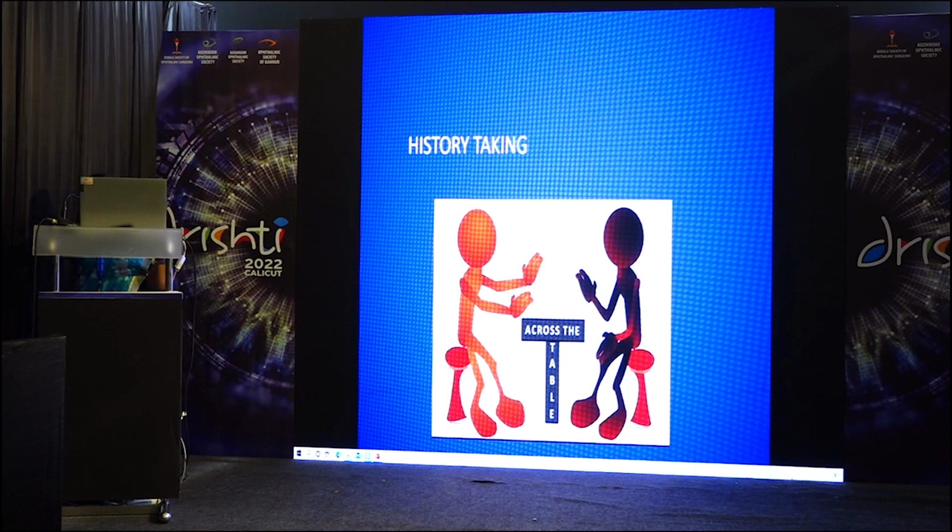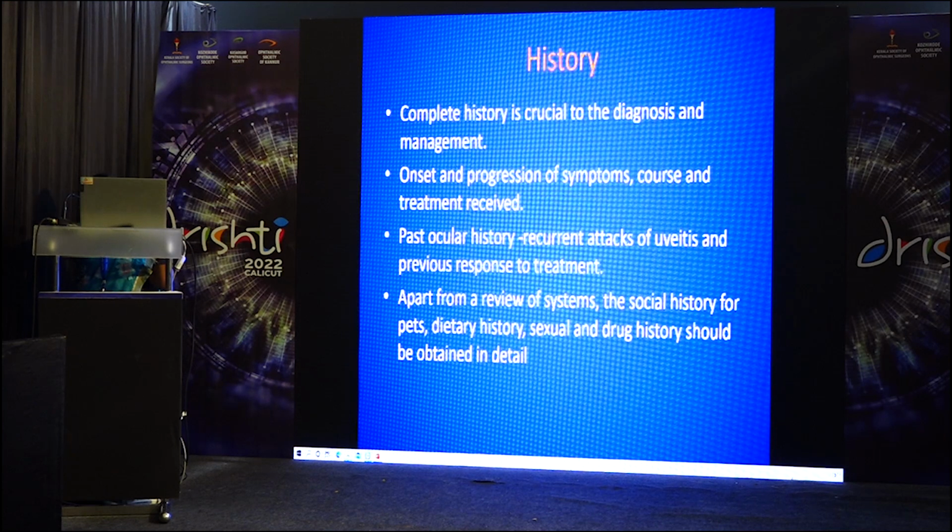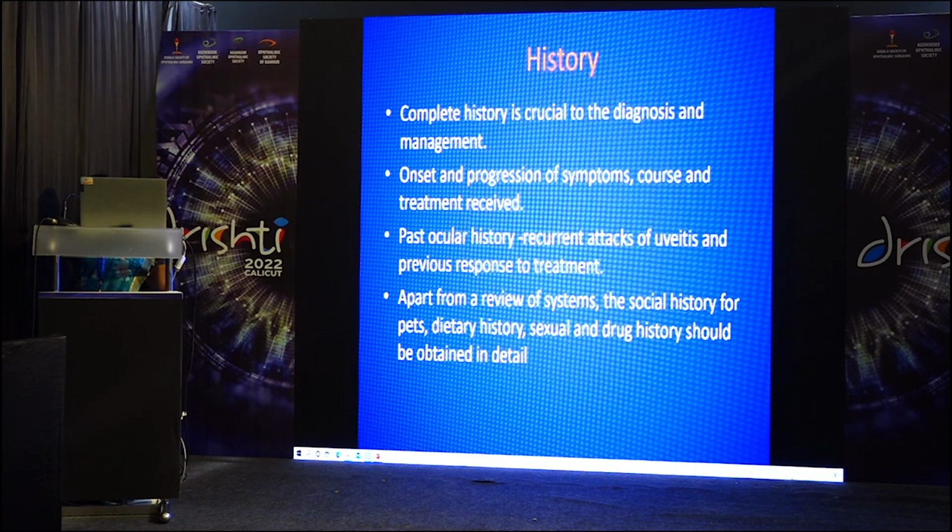So all uveitis workup will start with good history taking. A complete history is crucial to the diagnosis and management. Onset and progression of symptoms and course of treatment details should be obtained. Past ocular history includes recurrent attacks of uveitis and previous response to treatment. Apart from the review of systems, social history, pets, dietary history, sexual history, and drug history should be obtained in detail.